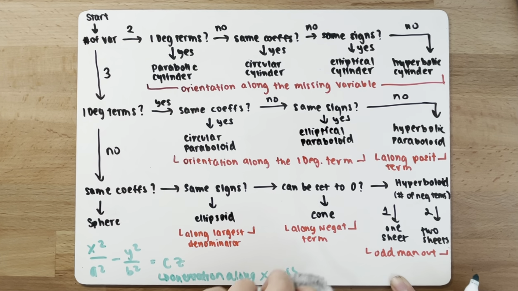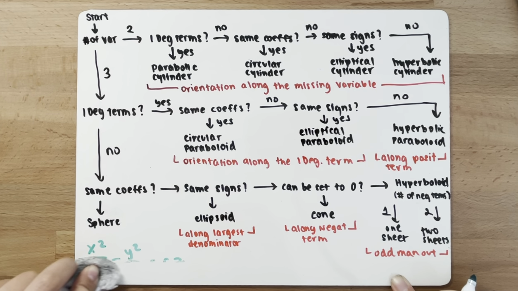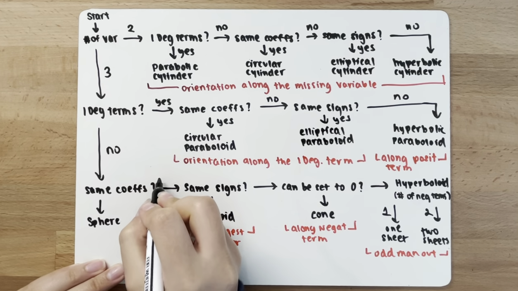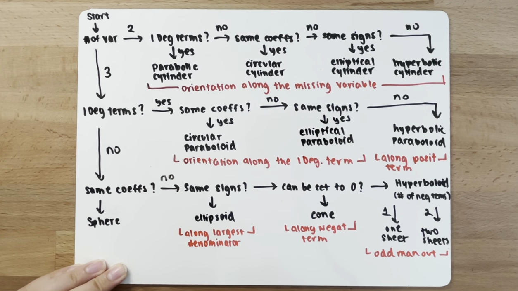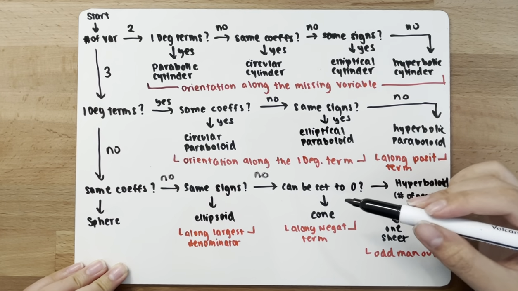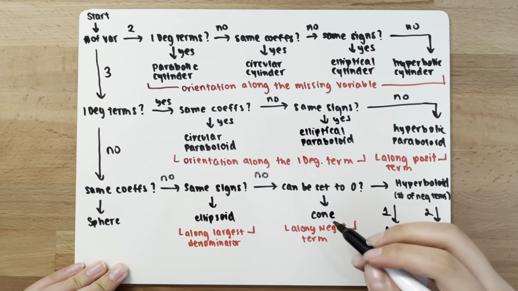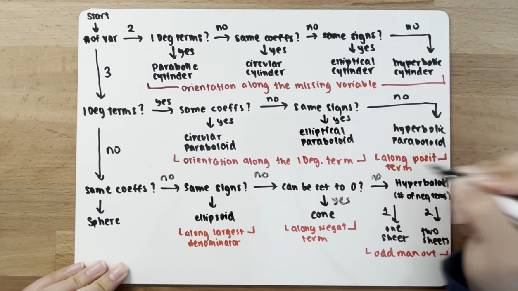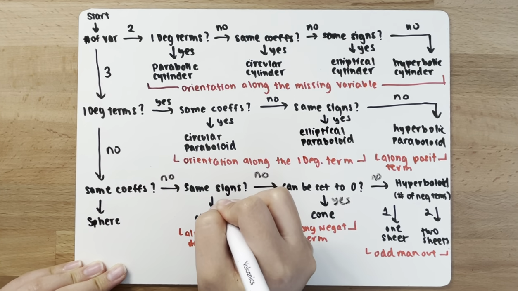Moving on. If there are no 1-degree terms, you are going to ask yourself, do they have the same coefficients? Because if yes, it's a sphere. And if no, you're going to ask yourself, do they have the same signs? Because if yes, it's an ellipsoid. However, if there are no same signs, you will ask, can it be set to 0? Because if yes, it will be a cone. And if no, then it's definitely a hyperboloid.